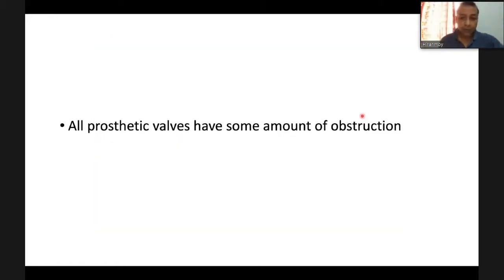Now, the first thing is that all prosthetic valves have some amount of obstruction. Bear in mind that all prosthetic valves have some sort of obstruction. It is a very important lesson that all prosthetic valves have some sort of obstruction.